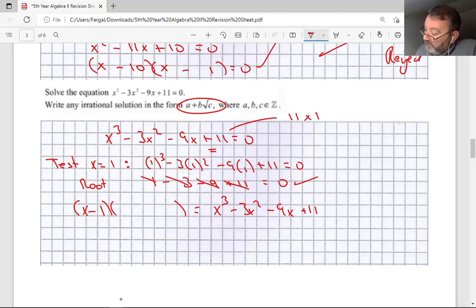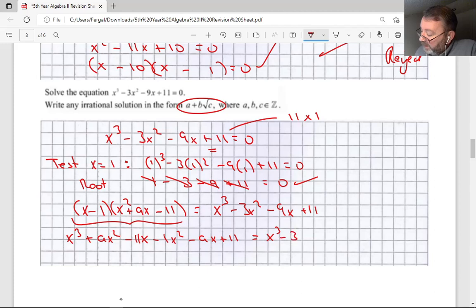X by what will give me x cubed? Well, that's x squared. Minus 1 multiplied by what will give me plus 11? The answer is minus 11. So therefore we have our ax in the middle. Let's multiply out this side. We end up getting x cubed plus ax squared minus 11x. Then minus 1x squared minus ax plus 11. And that's equal to x cubed minus 3x squared minus 9x plus 11.